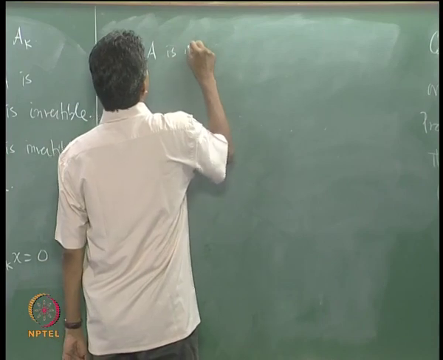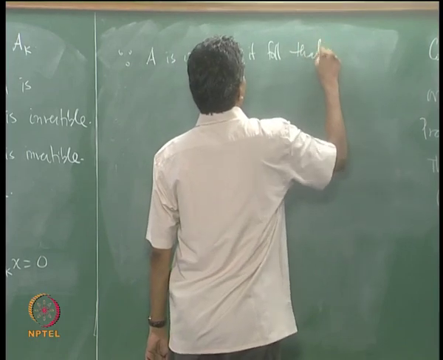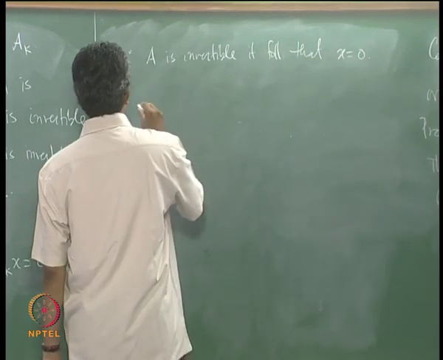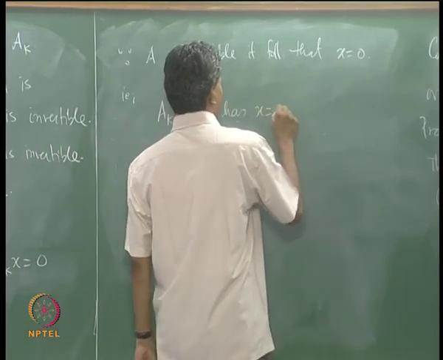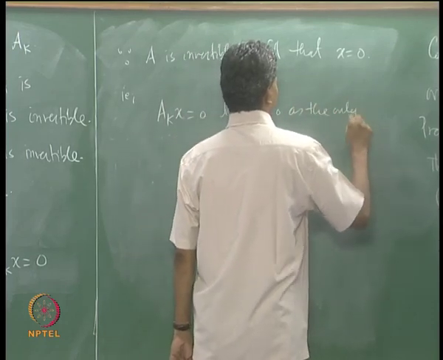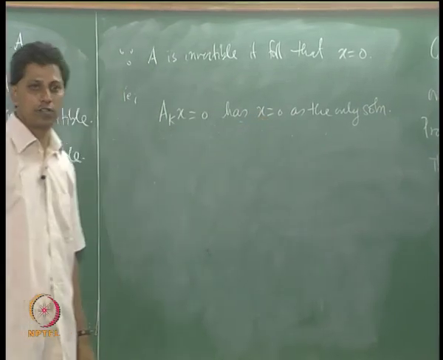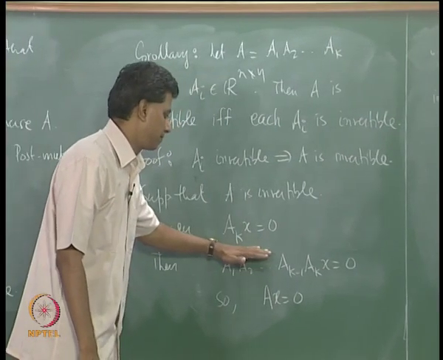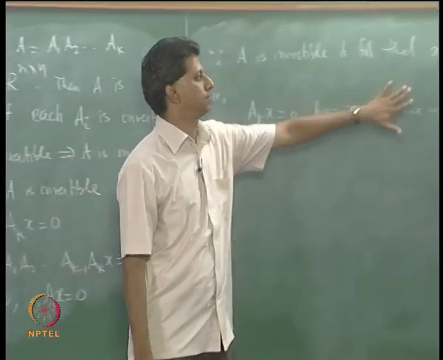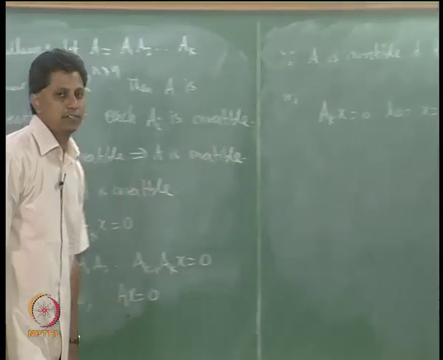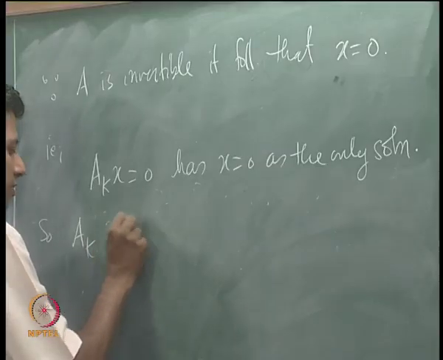Since A is invertible, it follows that X is equal to 0. That is what we have shown: AkX equal to 0 has X equal to 0 as the only solution. Remember, we started with AkX equal to 0. That implies AX equal to 0. Since A is invertible, X is equal to 0. So this implies Ak is invertible, it is square. So Ak is invertible.